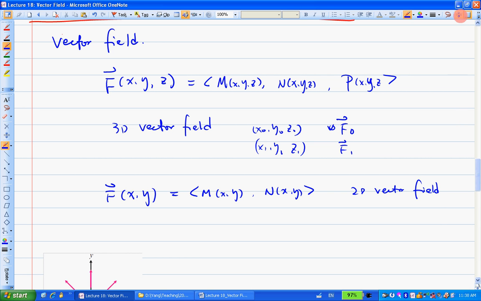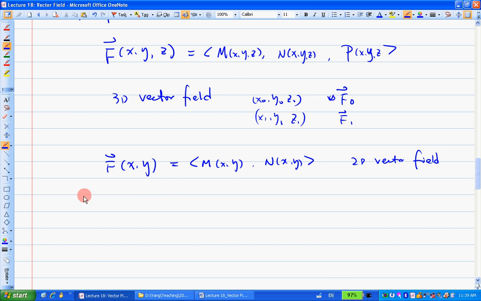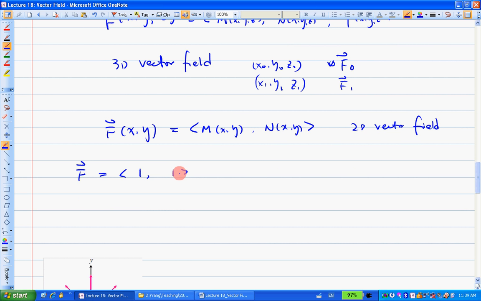So for example, a very simple case. Let's say F equals (1, 1). What is that? That's a vector, and at the same time it's also a vector field. Why is it a vector field? Because it doesn't matter where it is. Here are the xy coordinates. At the zero point, there is a vector (1, 1) associated with the zero point. So that's (1, 1), right?